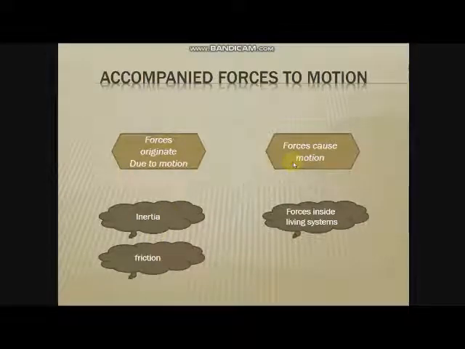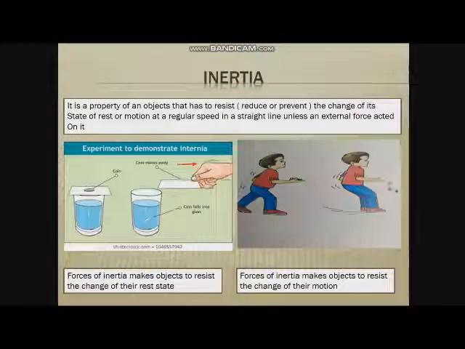the object. Now, we will talk about two types of forces related to motion. Number one, forces that originate due to the motion of the object. Number two, forces which cause motion. In the first type, forces originate due to the motion of the object, just like forces of inertia and forces of friction. While in the second type, forces which cause motion, just like forces inside the living systems.